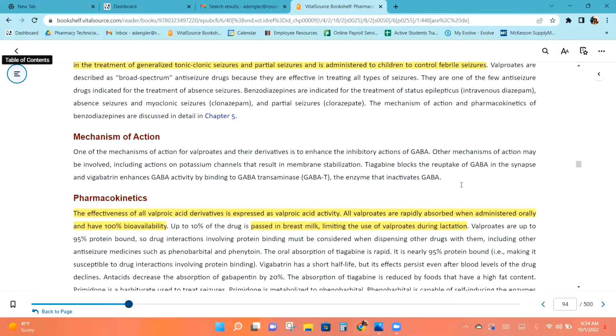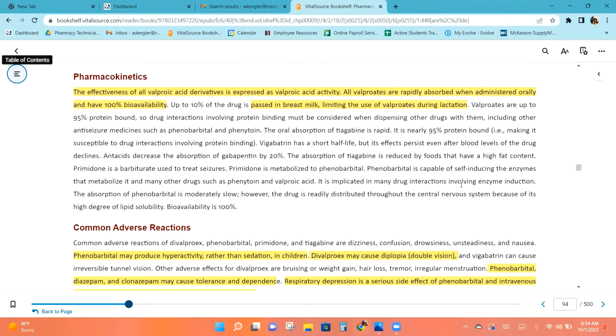One of the mechanisms of action for valproates and their derivatives is to enhance the inhibitory actions of GABA. The effectiveness of all valproic acid derivatives is expressed as valproic acid activity. All valproates are rapidly absorbed when administered orally and have 100% bioavailability. Up to 10% of the drug is passed in breast milk, limiting the use of it during lactation.